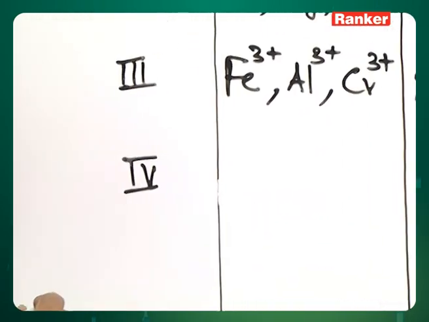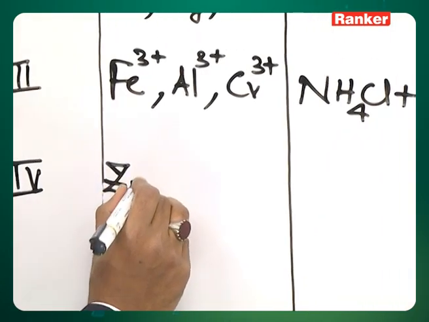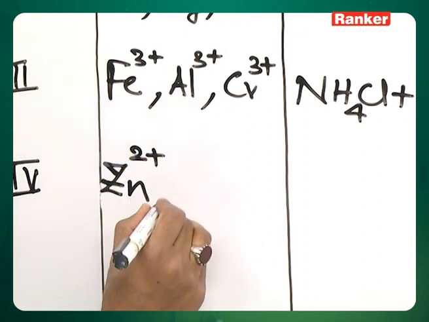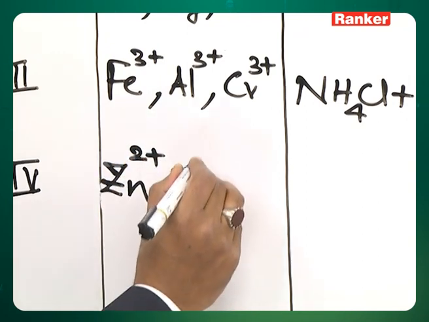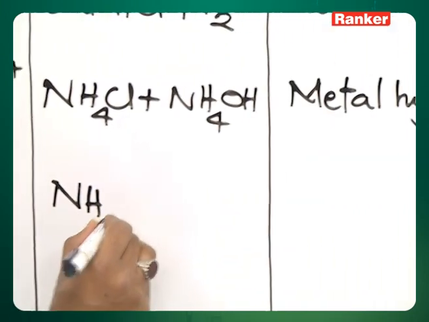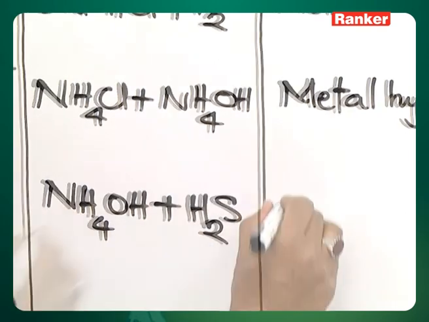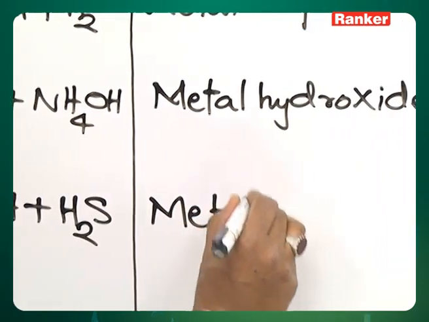Group 4. Here we have Zn2 plus, Mn2 plus. The reagent is ammonium hydroxide and H2S. Again, metal sulfide precipitate is formed.